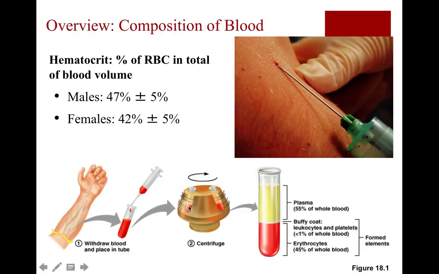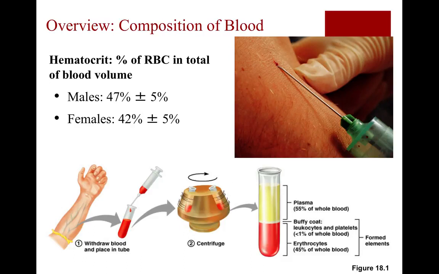So let's go ahead and take a look at how your blood composition changes as you spin the sample to separate them based on their weight and their density. So here you can see that you're taking a blood sample from this individual. You then centrifuge the sample, which hopefully we get the chance to do in your lab. You centrifuge the sample, which basically means you start to spin the sample very rapidly.